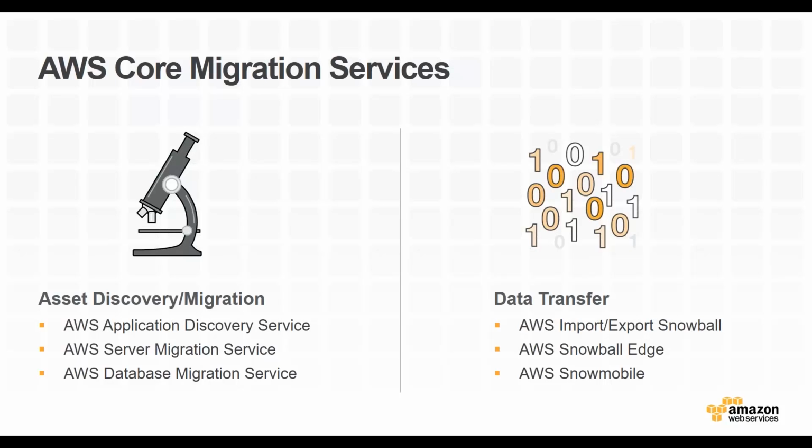We also have developed a set of tools to help customers transfer large amounts of data to AWS. Snowball is a petabyte-scale data transport solution that uses secure appliances to transfer large amounts of data into and out of AWS. AWS Snowmobile is an exabyte-scale data transfer service used to move extremely large amounts of data. You can transfer up to 100 petabytes per Snowmobile.